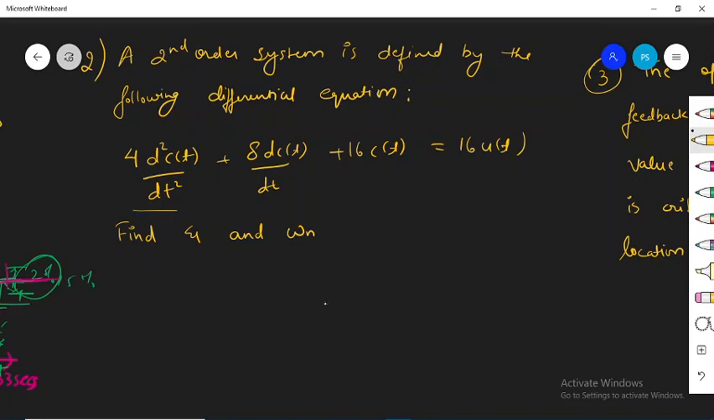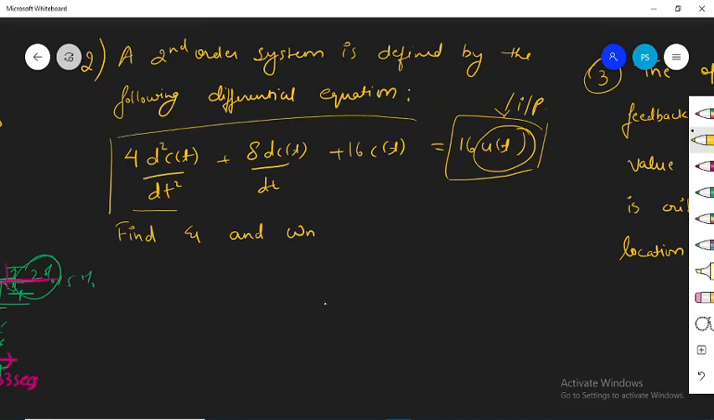The equation is given as 4 d square c(t) by dt square plus 8 dc(t) by dt plus 16 c(t) is equal to 16 u(t). Now this 16 u(t) represents the input that we have applied, and c(t) is the output. If this is the differential equation, then you have to find out the value of zeta and omega.